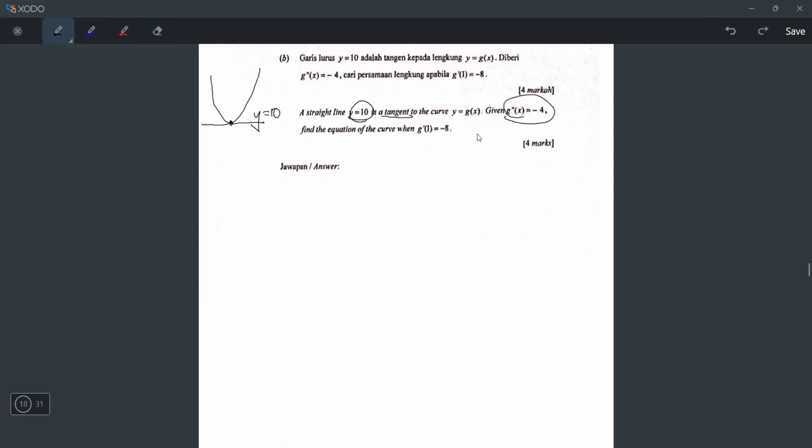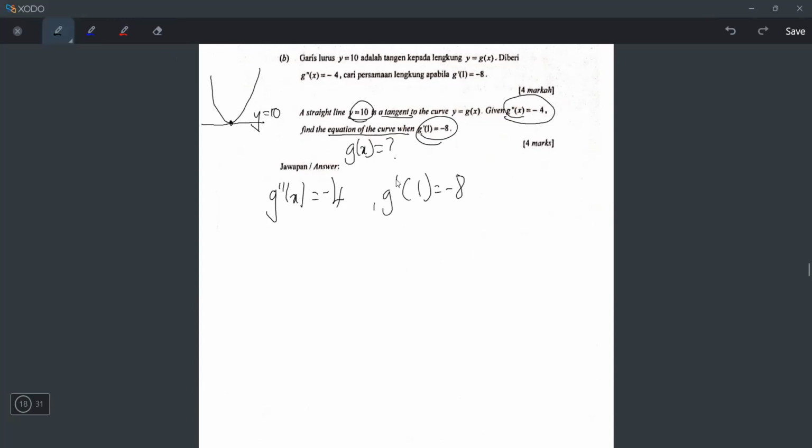Okay, g double prime x is negative 4. So g double prime x. Okay, the prime here means differentiate. So it means differentiate two times is negative 4. And then find equation of curve means find g(x) lah. Find g(x) lah. Okay. When g prime 1 is negative 8. G prime, okay, g prime 1 equals to negative 8.